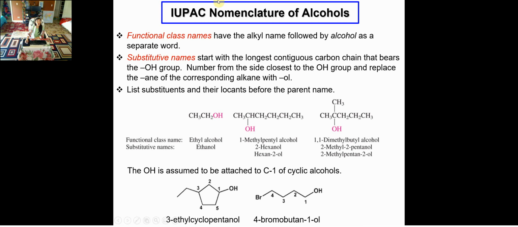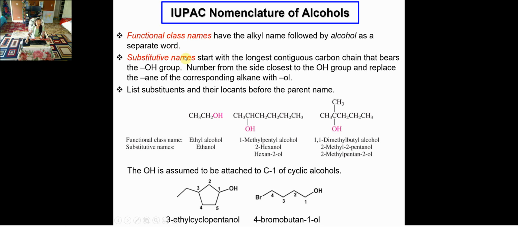Now about alcohols, how are we going to name the alcohols? You also have 2 different classes, similar to your halides. Number 1 is the functional class nomenclature. Functional class names have the alkyl name followed by alcohol as a separate word. Your alcohol is a separate word. You name this compound as alcohol, and your alkyl group will be named essentially derived from the alkane.